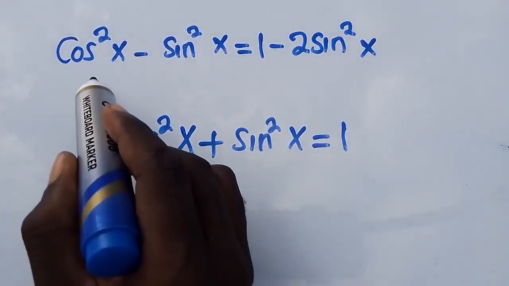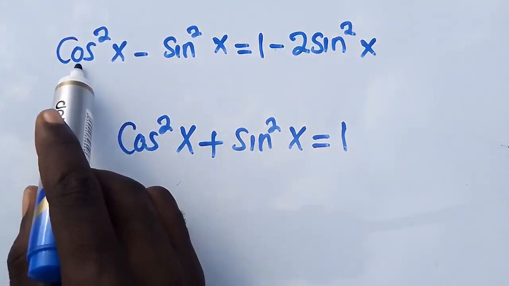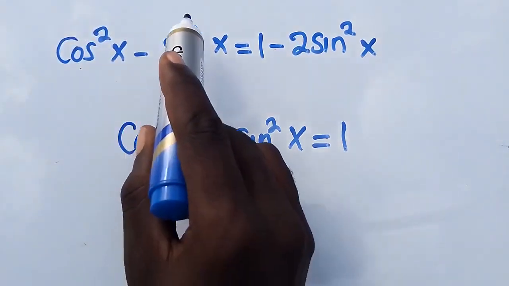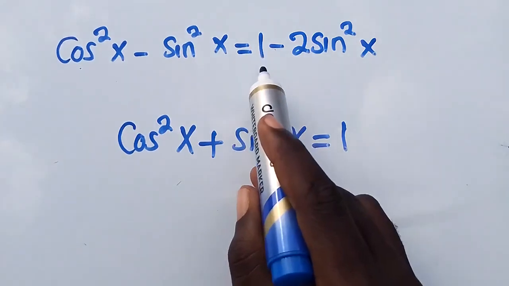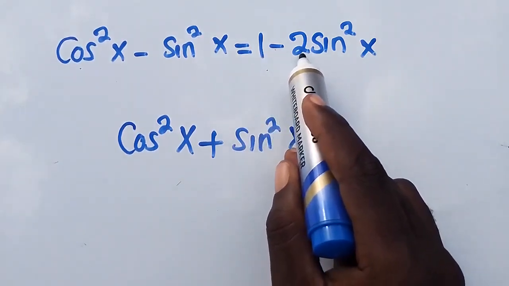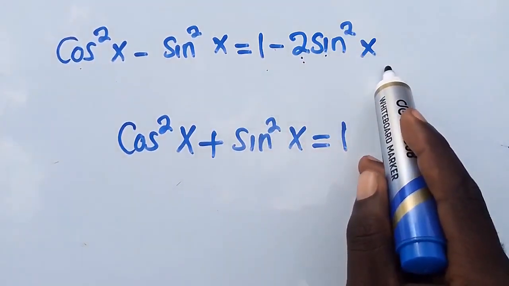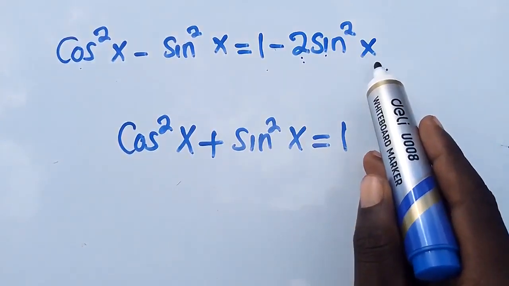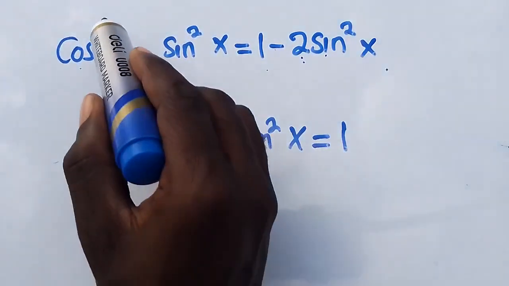So you want to prove that cos squared x minus sine squared x is equal to 1 minus 2 sine squared x. So you want to prove that. So how can you prove that?